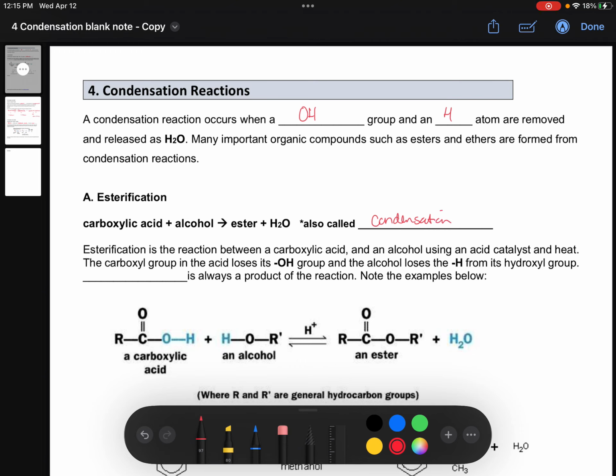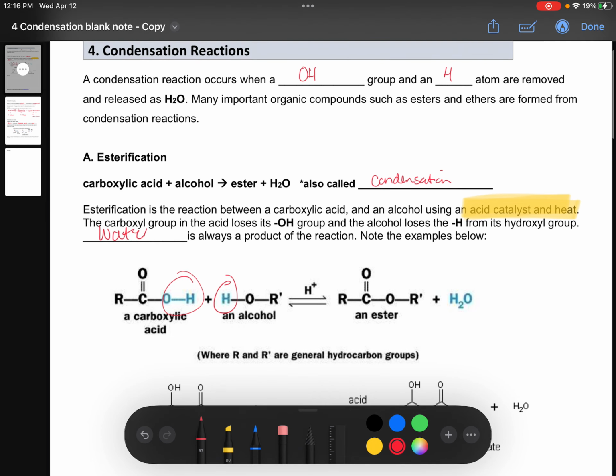So esterification is a reaction between a carboxylic acid and an alcohol using an acid catalyst as well as heat. Those are two important points that we need to add, because that means when we have our arrow to show the reaction, those two things are going to be used. When we look at the carboxyl group of the acid, it's going to lose the OH group, and then the alcohol is going to lose the H atom. So this is always going to form water as a product.